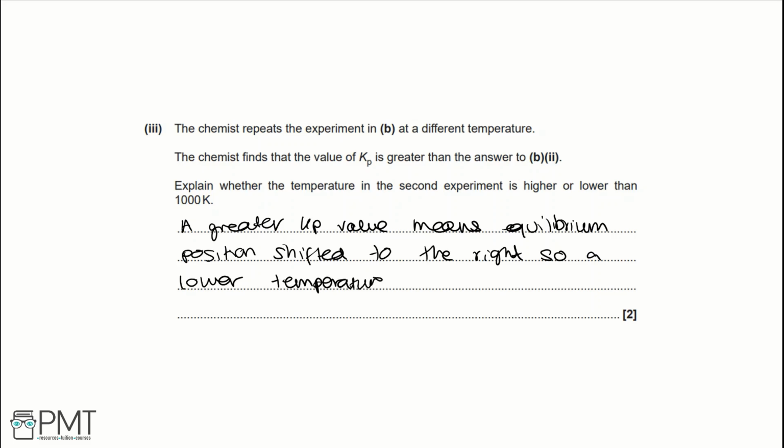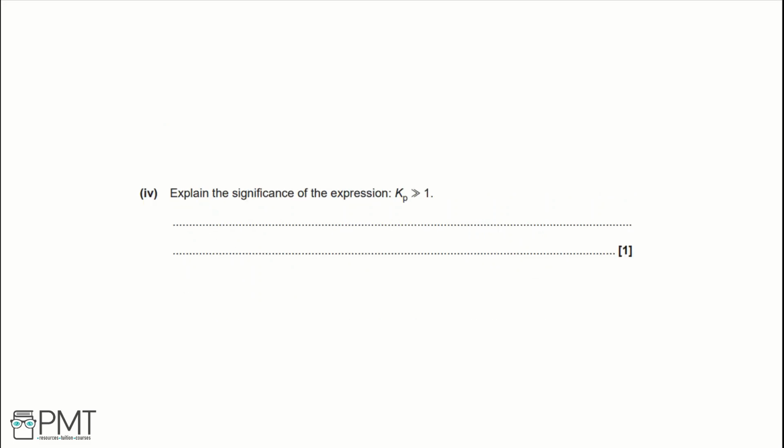To get the 2 marks for this question, you get a mark for saying that a greater Kp value means the equilibrium position shifts to the right. And your second mark is from saying that a lower temperature is needed because the forward reaction is exothermic. This gets you your 2 marks. Part 4. Explain the significance of the expression Kp is bigger than 1. The reason that this expression is true is because the equilibrium position lies far to the right. To get the mark for this question, you must write this statement. The equilibrium position is far to the right.